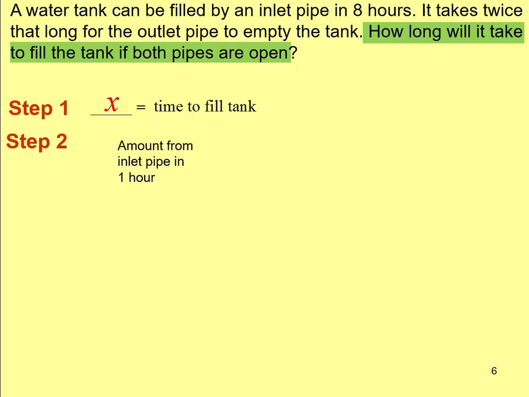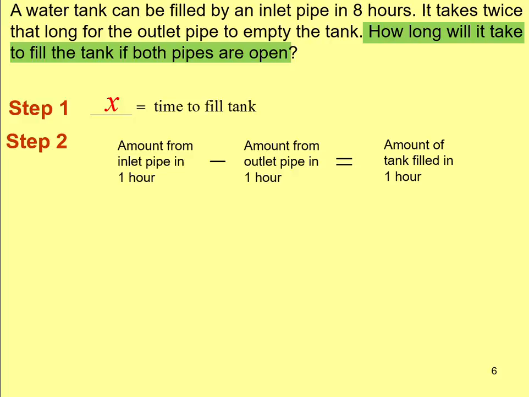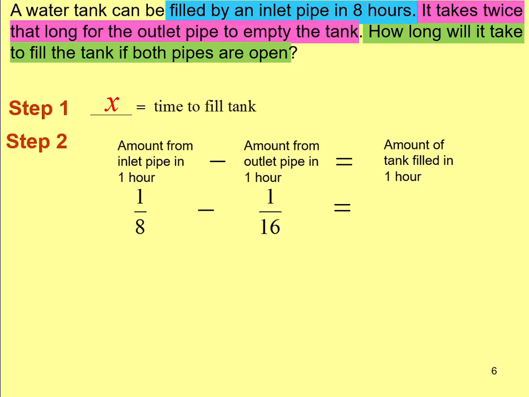And so the amount that the inlet pipe does in 1 hour and the amount the outlet pipe does in 1 hour, when you subtract them, you get the amount that's in the tank. So you can't equate times, you can't combine times, but you can combine the amounts. So what is the amount in inlet pipe 1? Well, if it can complete the job in 8 hours, and we're looking at 1 hour, then it's done 1/8 of the job. The other one took twice as long, and twice 8 is 16, so it's done 1/16 of a job.